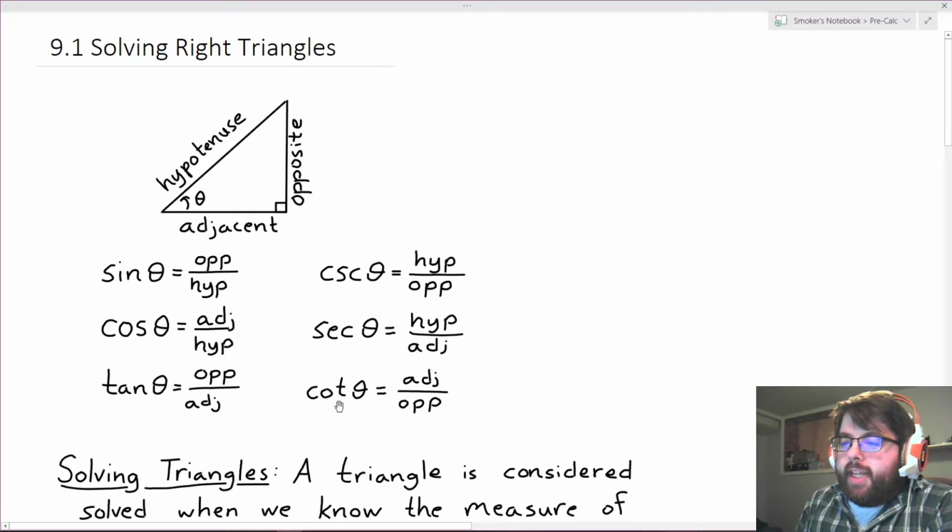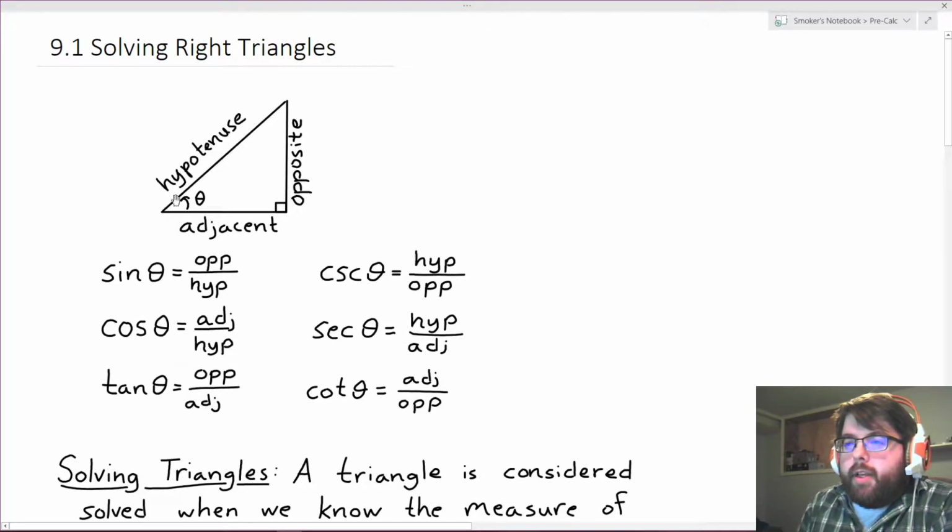Cosecant, secant, and cotangent, you probably wouldn't have done those in geometry. Maybe, I don't know. I'm not doing it with my class, but COVID-19. This makes sense because cosecant is the reciprocal of sine, and secant is the reciprocal of cosine, so these are reciprocals.